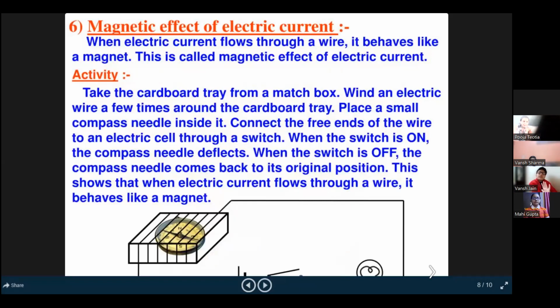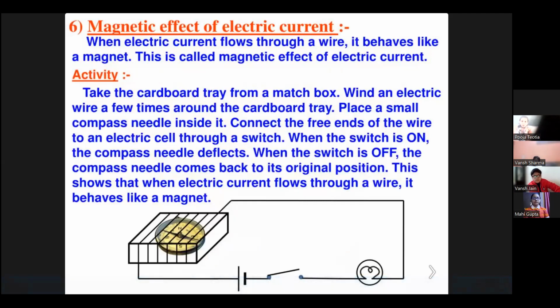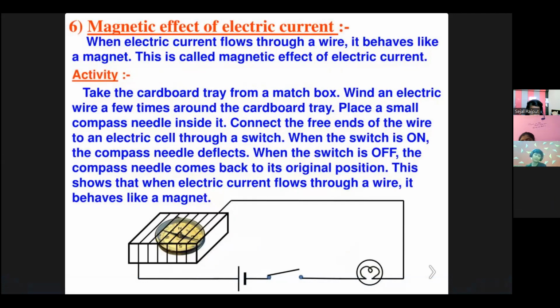Next comes the magnetic effect of electric current. Can we read it? When electric current flows through a wire, it behaves like a magnet. This is called the magnetic effect of electric current.